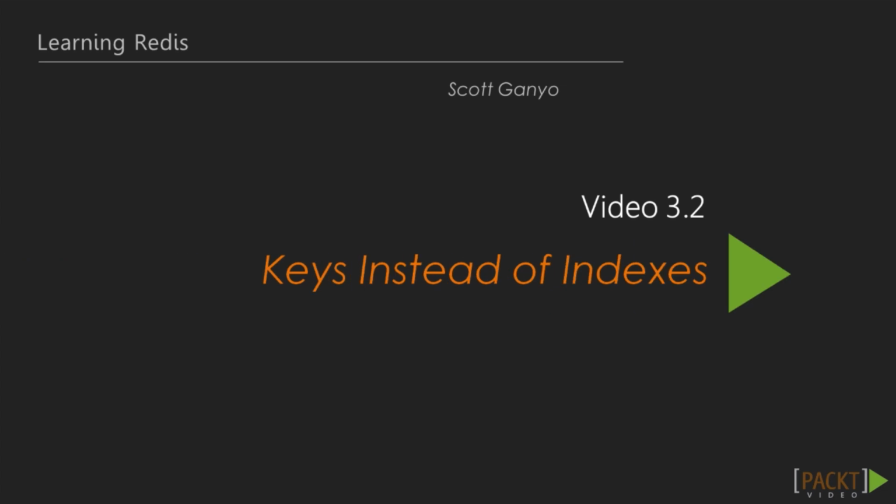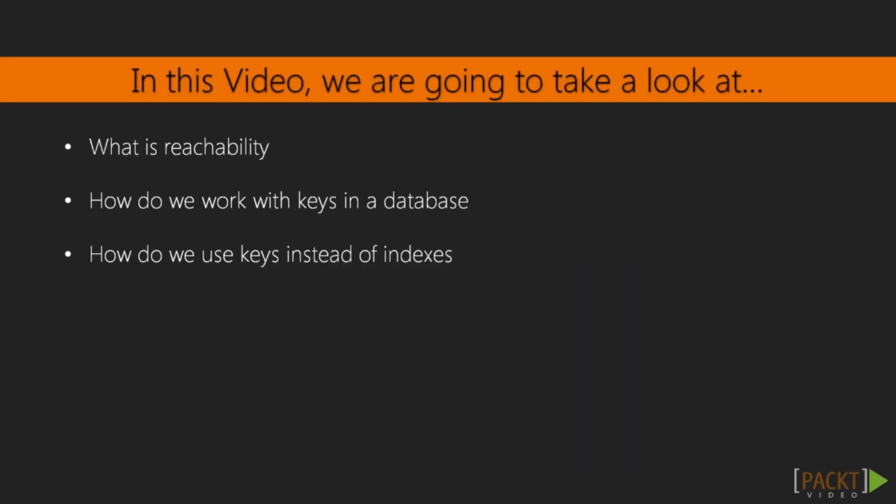Video 3.2, keys instead of indexes. In this video, we're going to talk about reachability in Redis and how to structure our database based on keys. We'll talk about some of the basic patterns we can use to keep our keys straight, and we'll understand how we can get some of the functionality that we would have had from indexes by using keys instead.